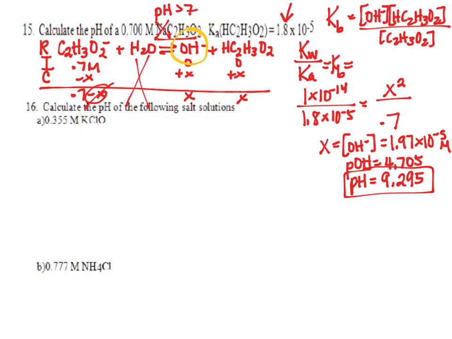Wait a second. I understand everything else, but what should that be, 1 point what? I mean, I'm sorry, 1 times 10 to the negative 14. That's the Kw, it's always that. Oh, so yes, it's always. Yeah, I accidentally did that.